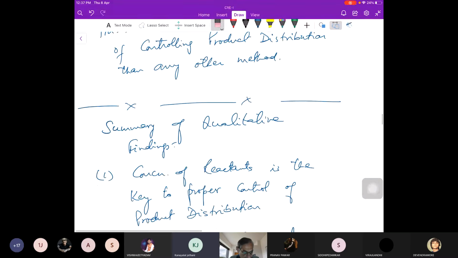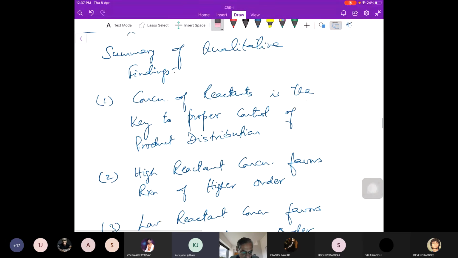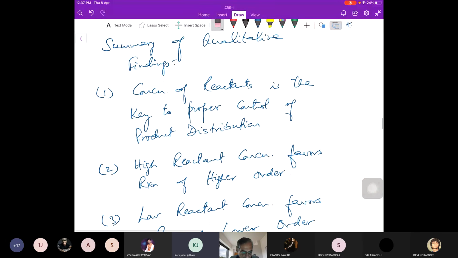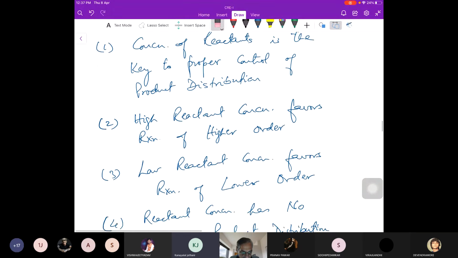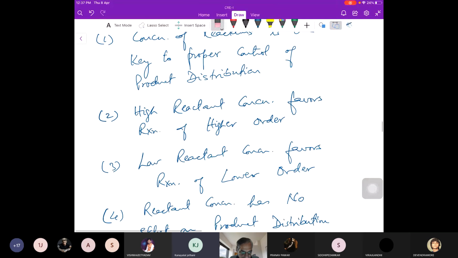Okay, so summary of qualitative findings. Concentration of reactants is the key to proper control of product distribution. We have seen that. High reactant concentration favors reaction of higher order. ये भी देखा था E1 greater than E2.